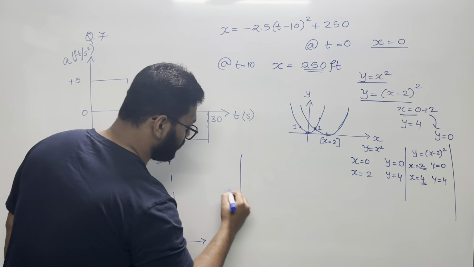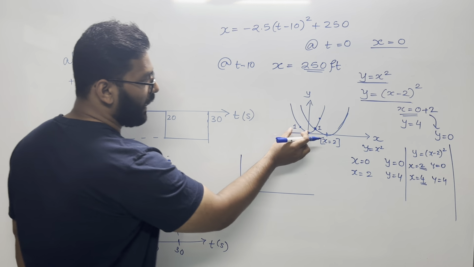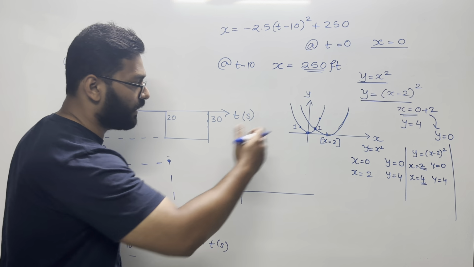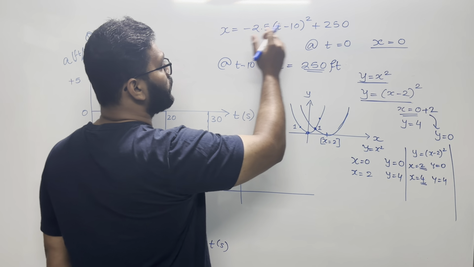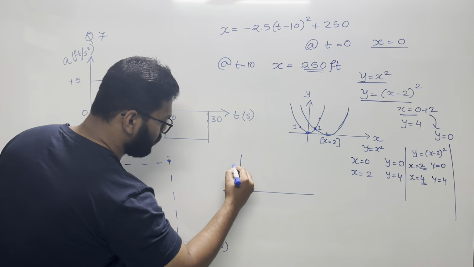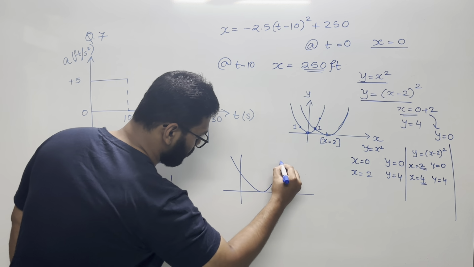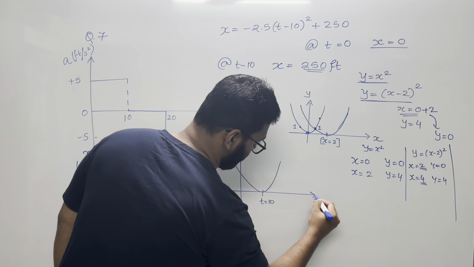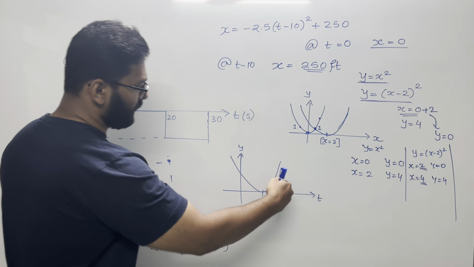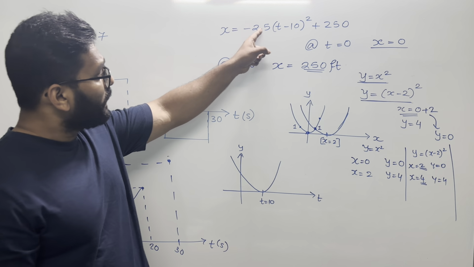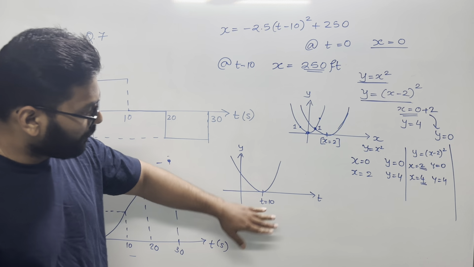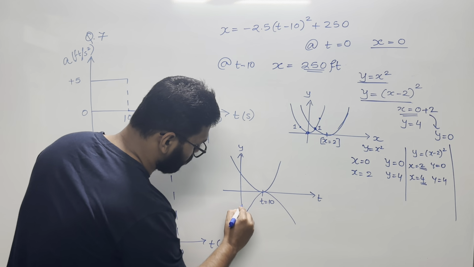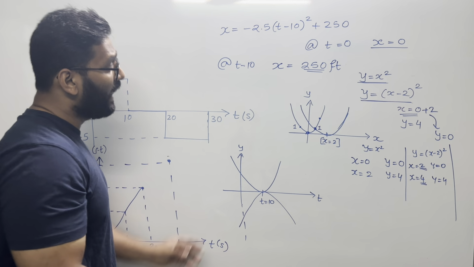It will look something like this. As here y equal to x square has gone by 2 in the right direction, similarly, this has gone in the right direction by 10. So it will be somewhat like this. Okay, this is t equal to 10 and this is y and this is t, right? This is gone by 10. And now you multiply it with a minus, so it is going to flip downwards like this, right? It is going to flip downwards because of this minus, and it will increase.